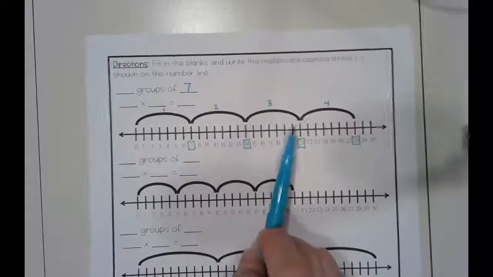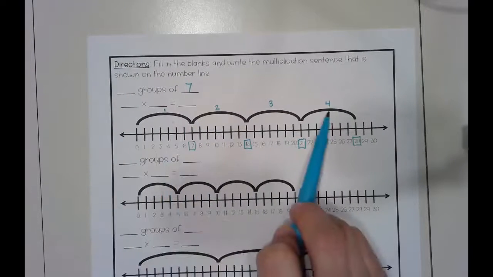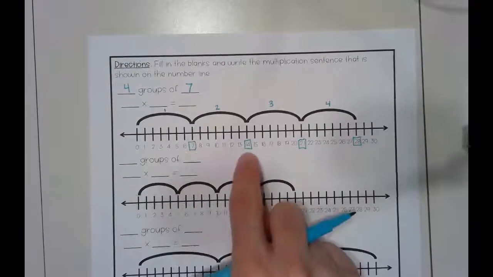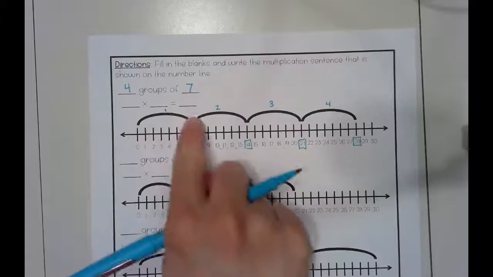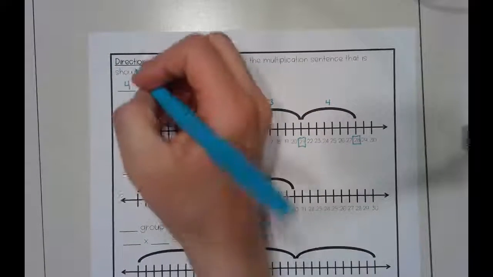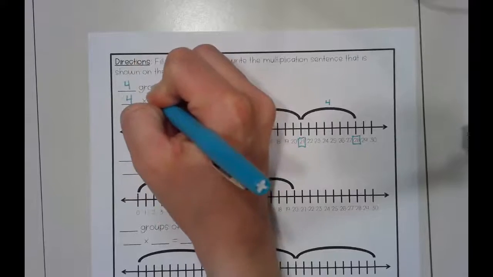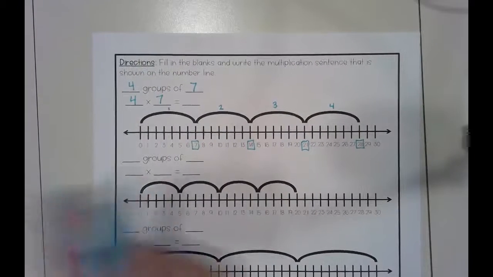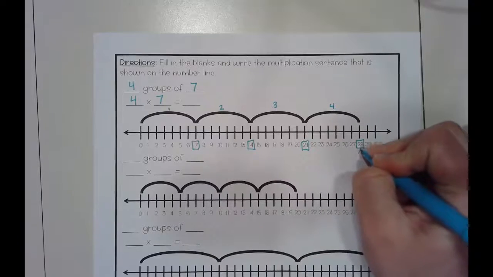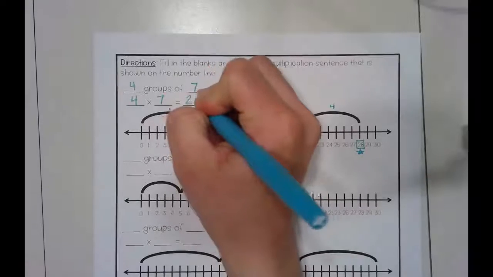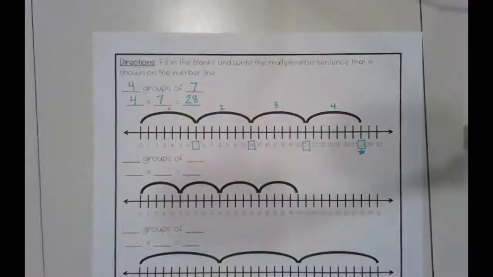So this number line shows 4 groups of 7, because we're counting by 7s each time, and we did it 4 times. And when you do that, it's the same as multiplying 4 times 7. And as you can see, 4 groups of 7 equals 28. That is my product. 4 times 7 is 28.